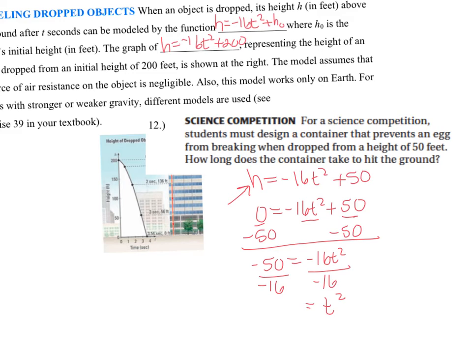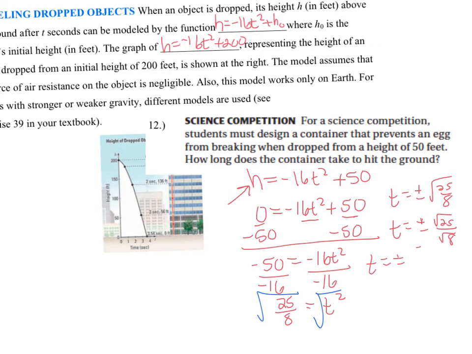50 divided by 16 does not come out evenly, but we can at least reduce it by 2 and say 25/8. So then we need to square root to undo the squaring. So t will equal plus or minus the square root of 25/8. So I'm going to use my quotient property to split that up into the square root of 25 over the square root of 8.